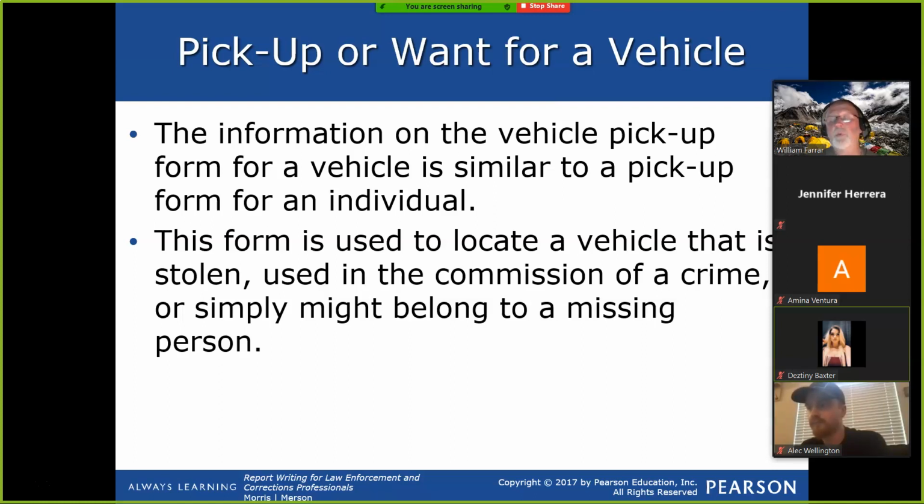Same with a missing person. You enter them into NCIC, and then if they're found in another state, it's going to show, hey, this person's a missing person from California. We should figure out how to get them home, etc. So that's how large the system is.